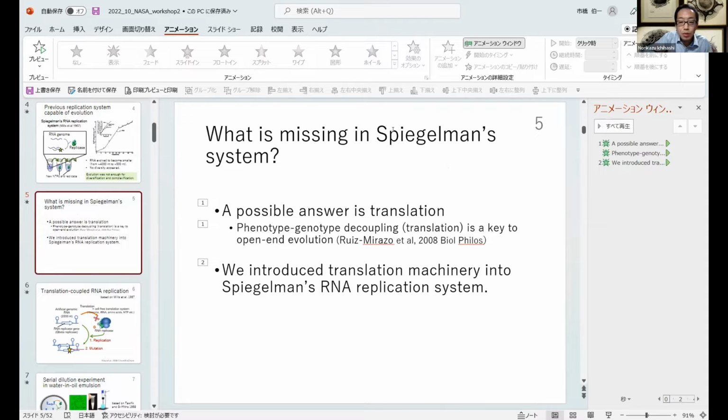Before the appearance of translation, the ribosome probably worked as both genotype and phenotype. The ribosome was used as a template for replication and also worked as a catalyst. But this dual function may limit the possible sequences of the ribosomes.